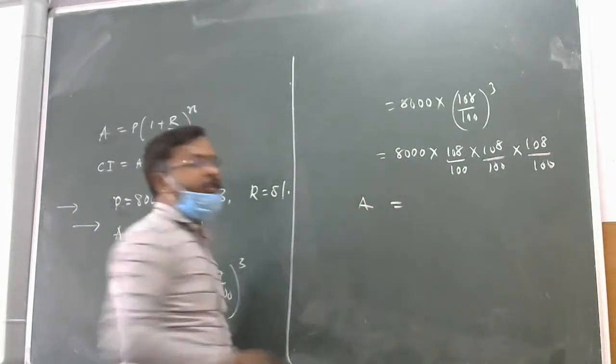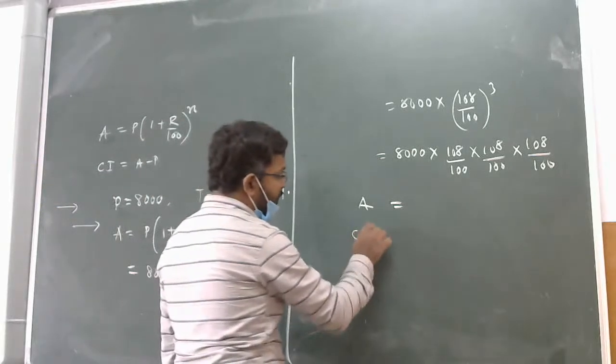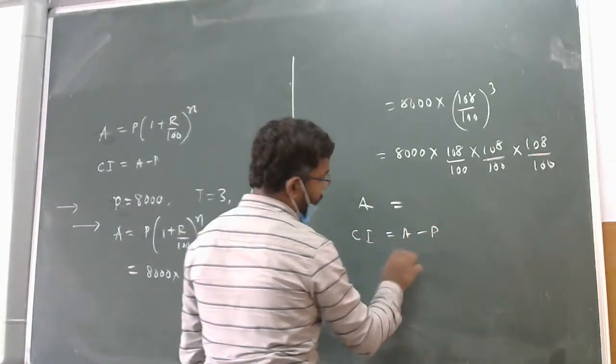Whatever you get, that is your amount, and later you have to find the compound interest, that is the amount minus principal.